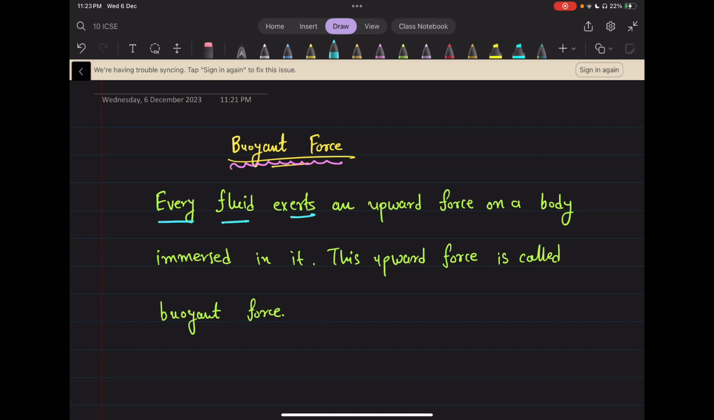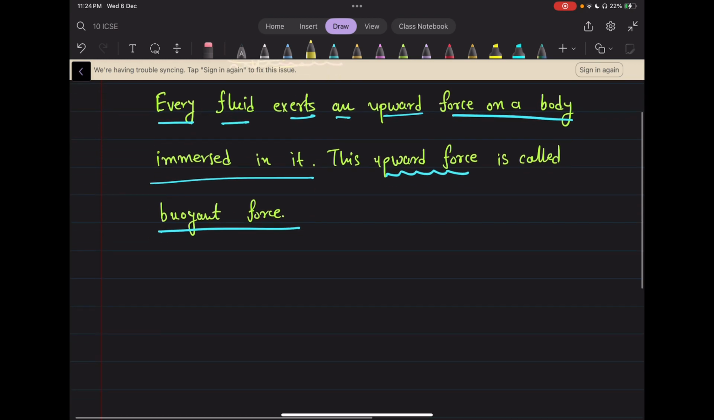Every fluid exerts an upward force on a body immersed in it, and this upward force is called buoyant force. Okay, this is a definition only. We will understand the complete concept of buoyant force with a beautiful example.